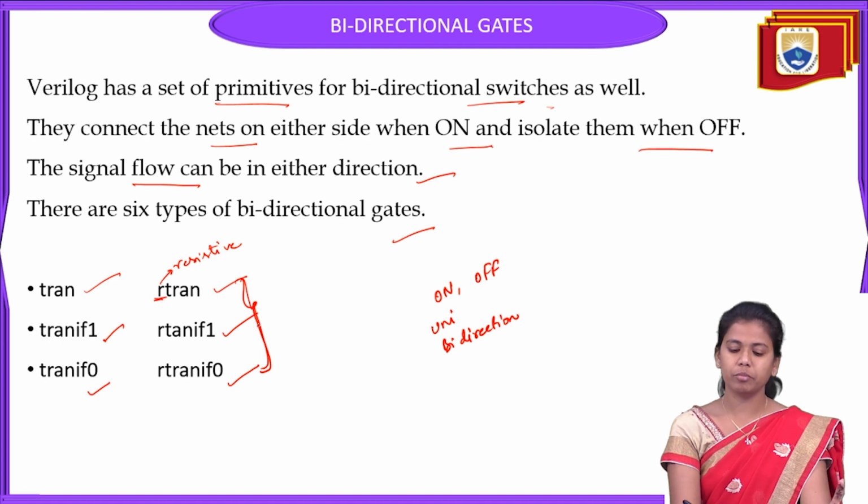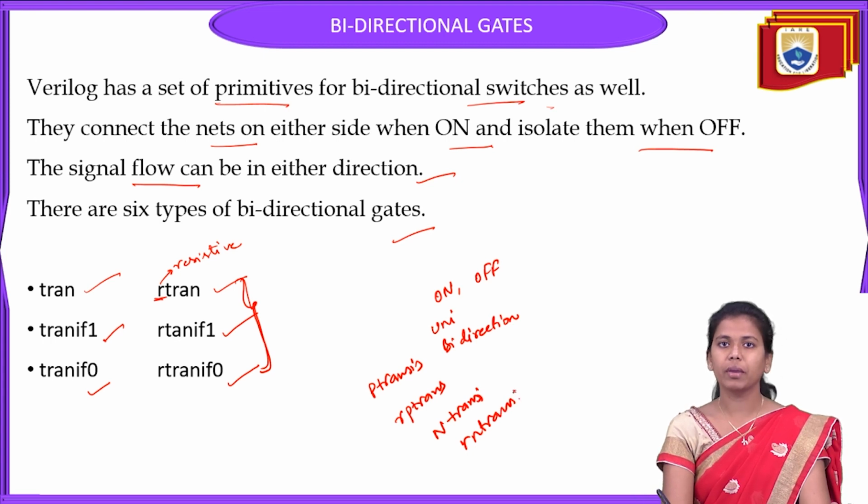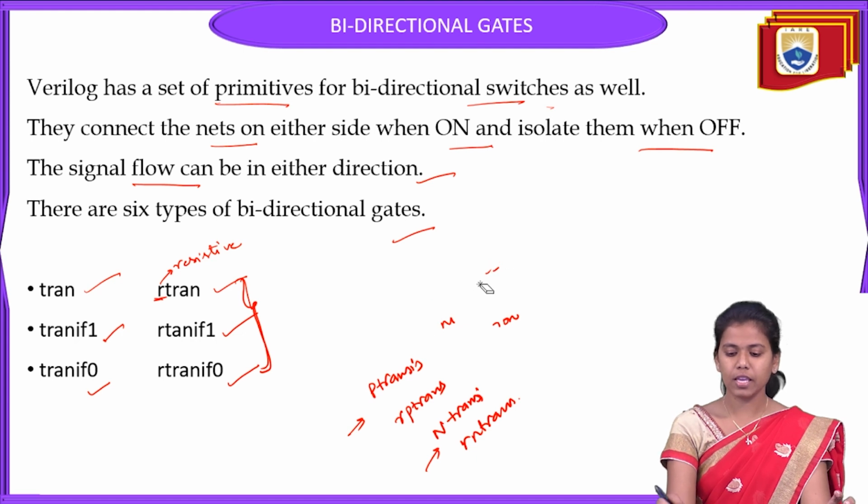Resistive switches are similar to the normal switches. If it is a P transistor, we represent the resistive P transistor as Rp-Tran. And if it is an N transistor, we represent the resistive switch as Rn-Tran. But the mechanism is the same. When it comes to the R-Tran with respect to the normal transistor, the mechanism works in the same fashion.